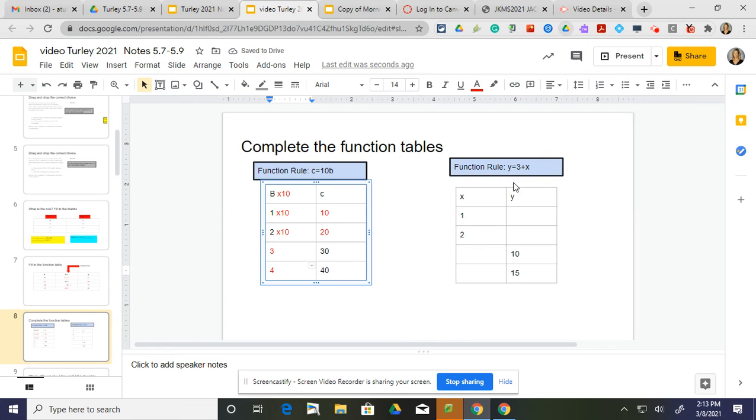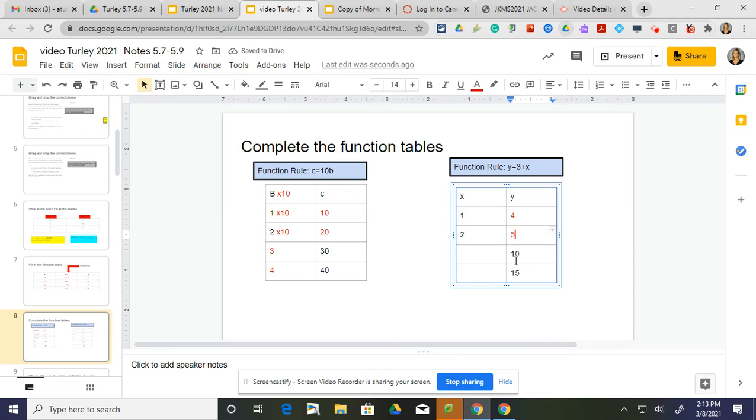Okay, over on this one, the function rule is y equals 3 plus x. So we're adding 3 to x to get y. So 1 plus 3, y would be 4. 2 plus 3, y would be 5.